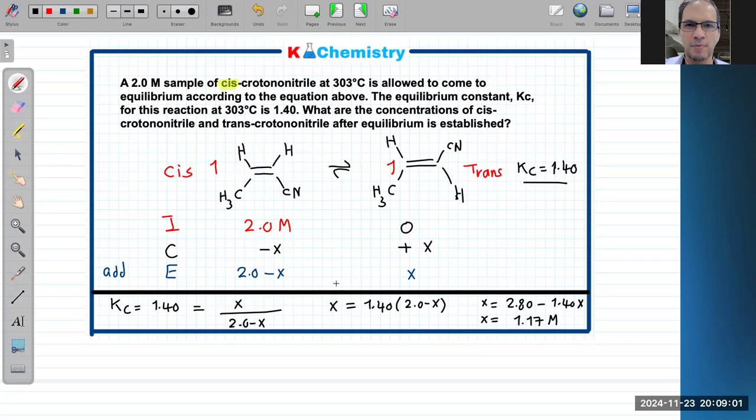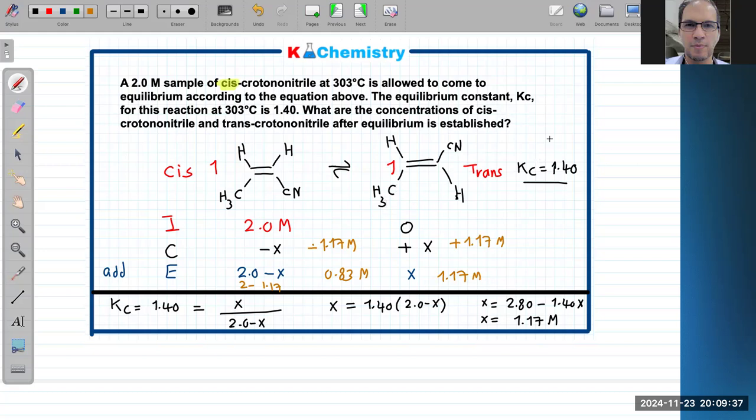Now I have this value. And because we said this is the same value already and the same coefficient, so I know that this is the amount that was gained. So I have lost here 1.17 molar, and I have gained here 1.17 molar. This means that I have ended up with 0.83, just by subtracting 2 minus 1.17, 0.83 molar from the cis, and 1.17, because 1.17 plus 0 is 1.17 molar from the trans form.